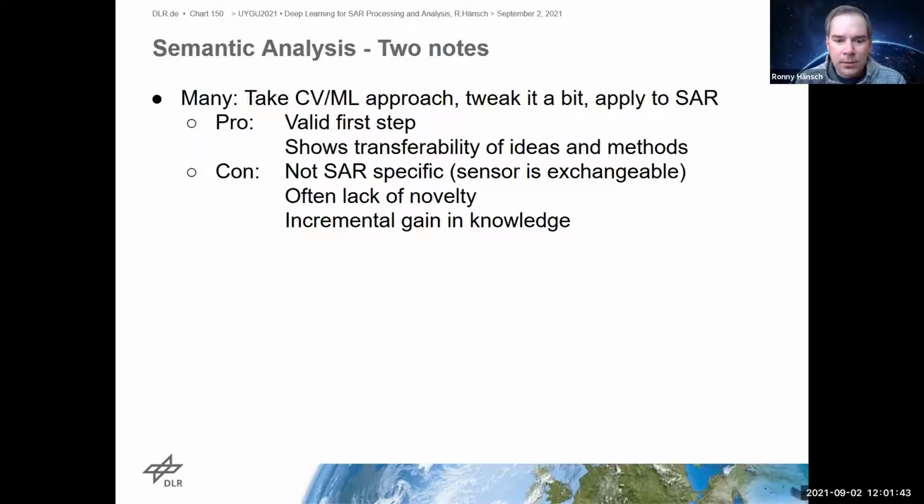because it's a valid first step. I'm not saying you should not do this, right? It's a good thing to take a method that is working in one domain and check whether it's working in our domain. So it's a nice first step. It also shows whether certain ideas are transferable from one domain to another, others are not, right? So it's okay to do this.